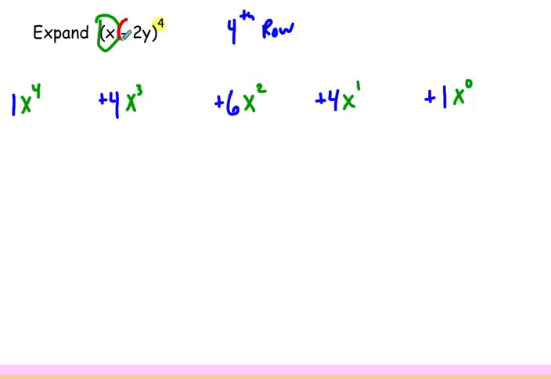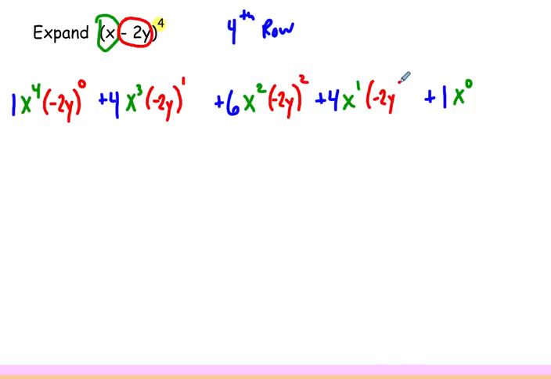All right, now here's where the difference comes in. So now I'm going to make sure that I take that negative with the 2y. And it's really important to write with parentheses. So we're taking that negative 2y, and it starts with a 0 exponent, and it's going to increase. So negative 2y to the 1st, negative 2y squared, negative 2y to the 3rd, and negative 2y to the 4th.